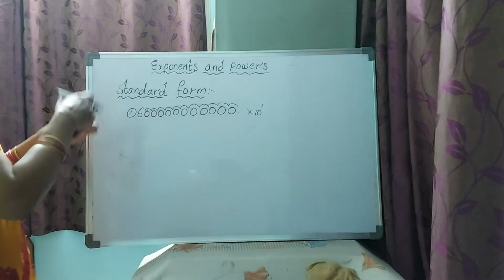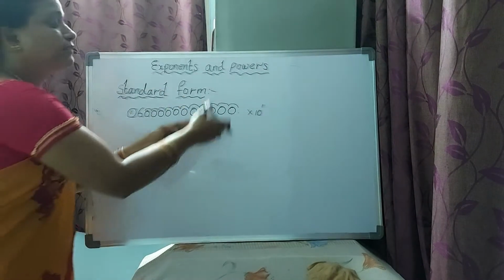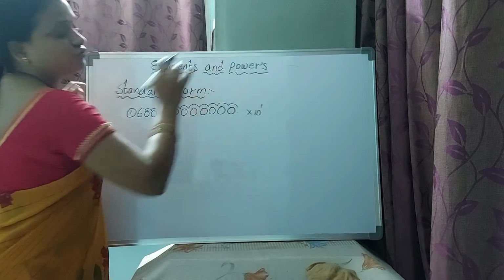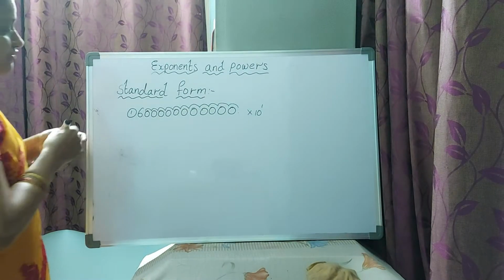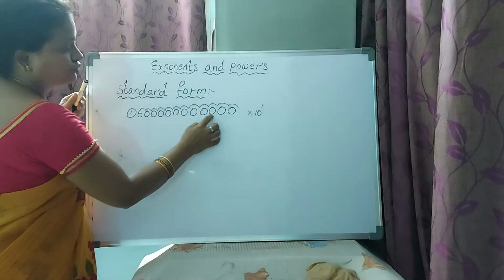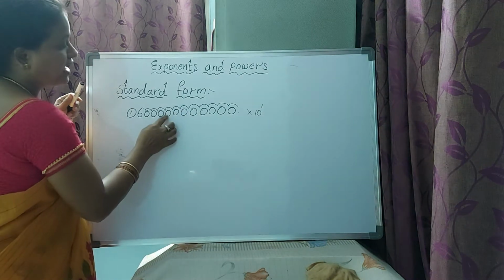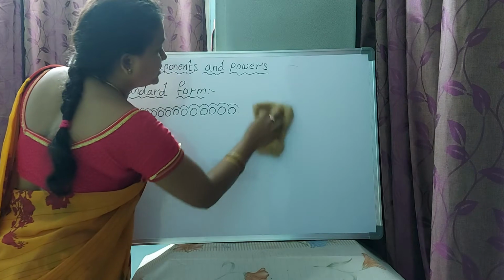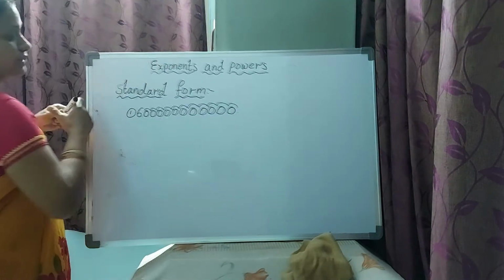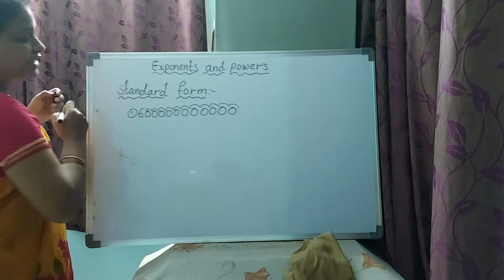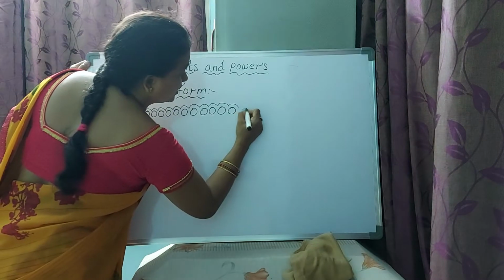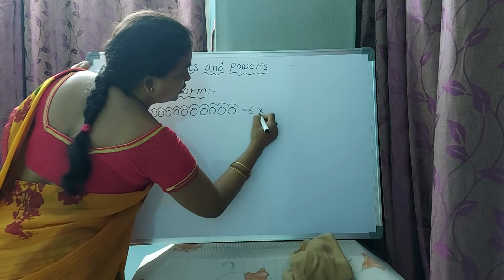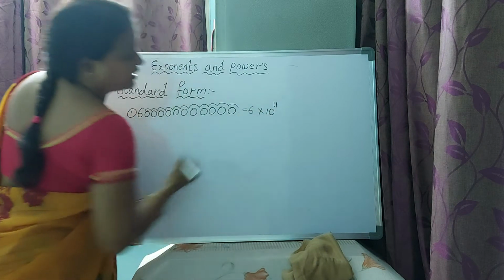I am moving towards the left side. If I jump 1 time, 1 power will come. In the same way, how many times did I jump? 1, 2, 3, 4, 5, 6, 7, 10, 11. So how to write this big number in the standard form? See, 6 into 10 to the power of 11.